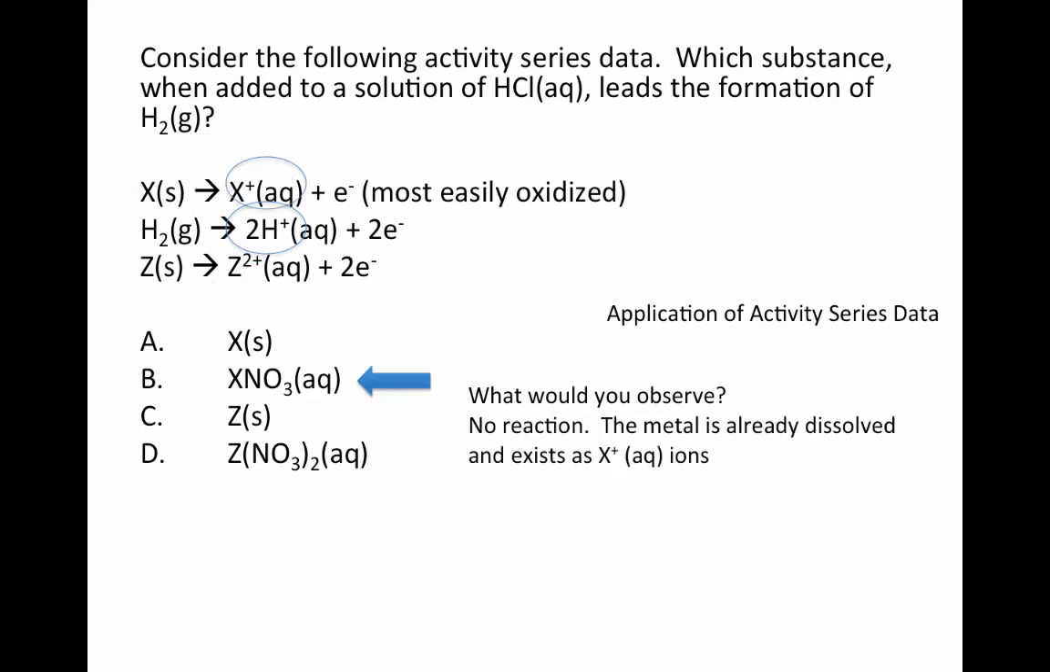What if we consider option B? Within option B, there's no reaction. The metal has already dissolved and exists as the X plus aqueous ions in solution. For both C and D, also no reaction. They are below the H plus on the periodic table as either the solid or as the ion. So option A is correct.